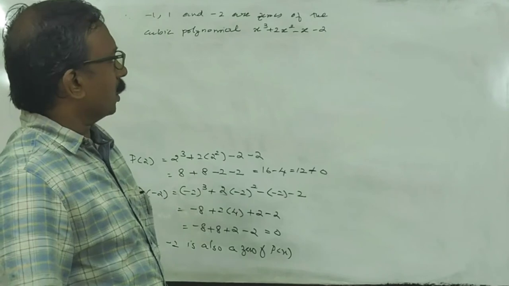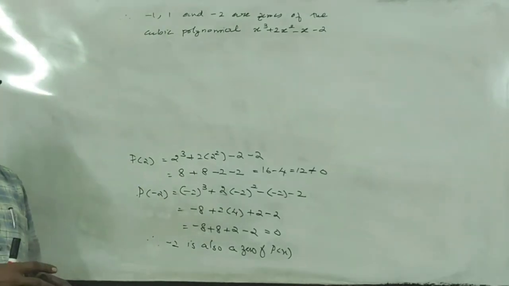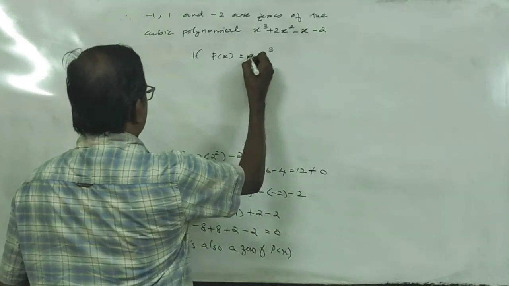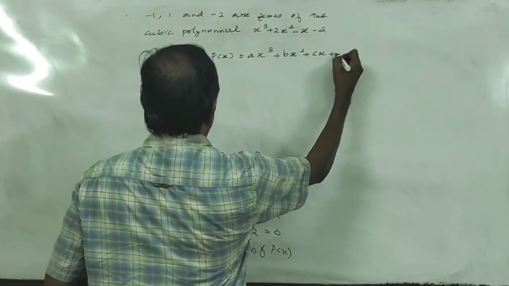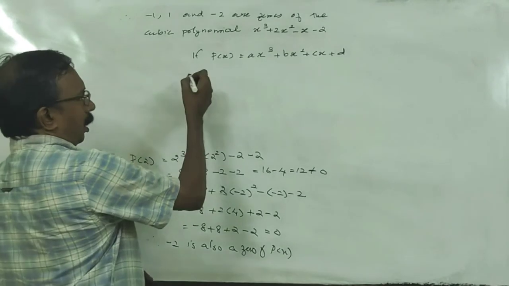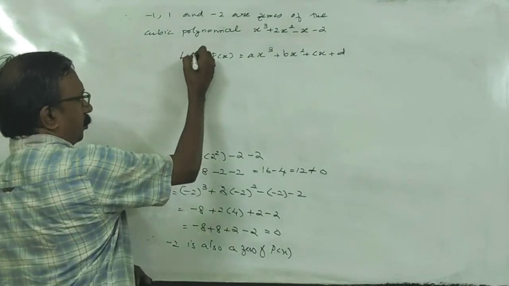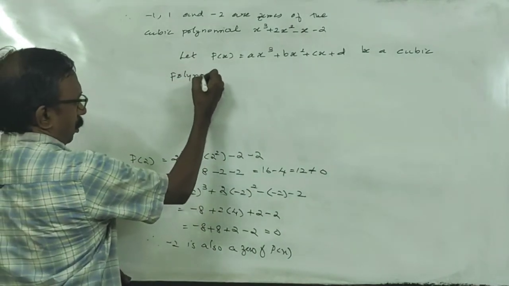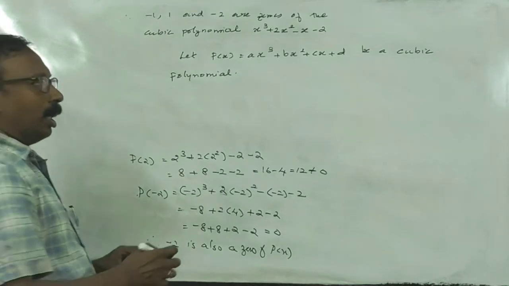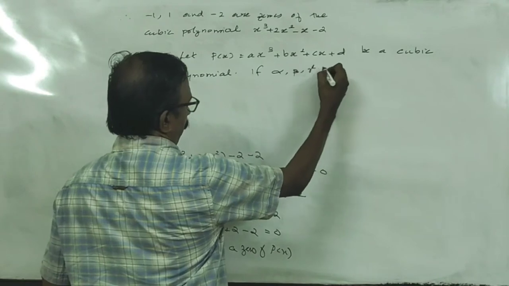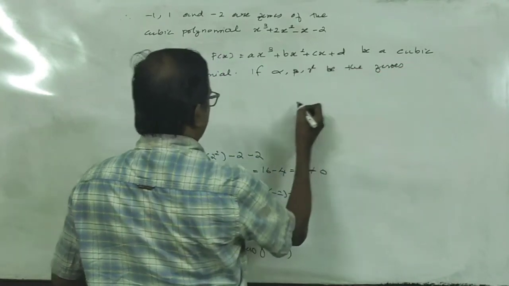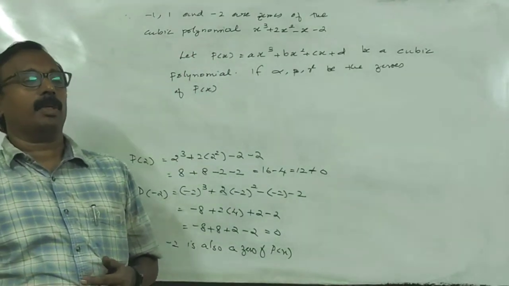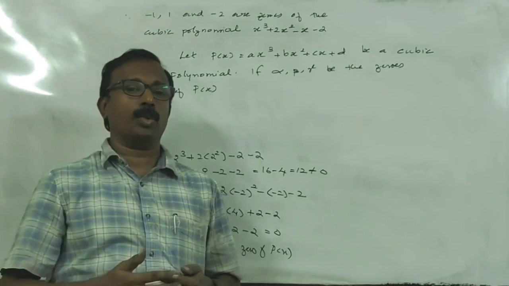Now let me check the zeros and the coefficients, for which we have a formula. If p of x is equal to ax cube plus bx square plus cx plus d, be a cubic polynomial, and if alpha, beta and gamma be the zeros of p of x, a cubic polynomial has three zeros. A quadratic polynomial has two zeros. A linear polynomial has one zero, isn't it?